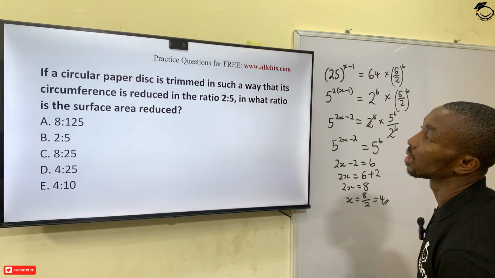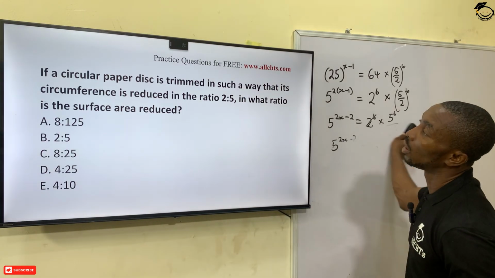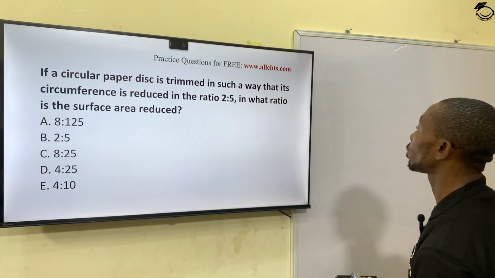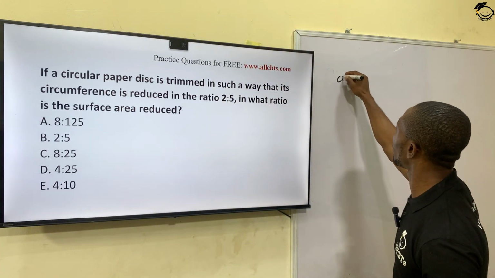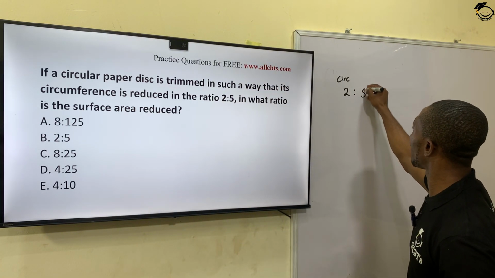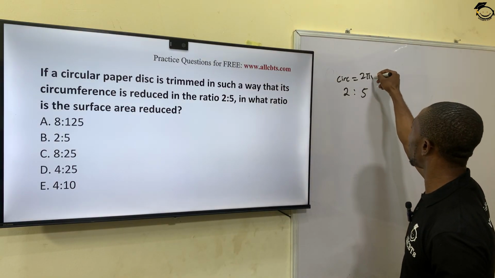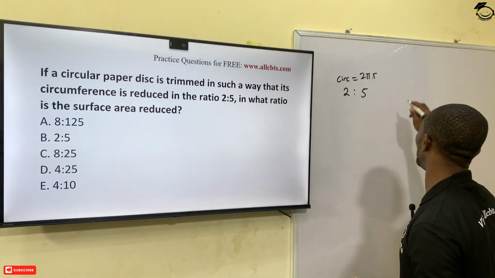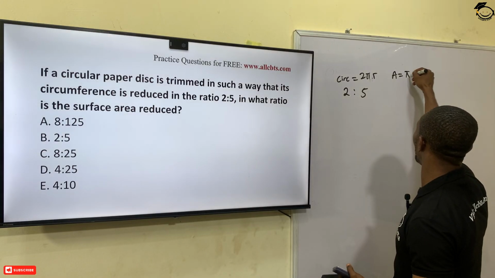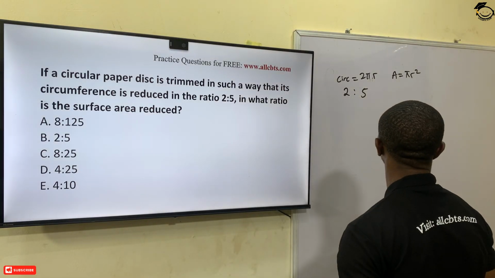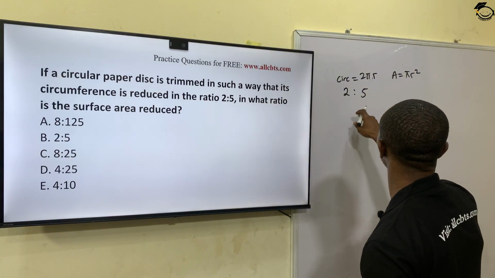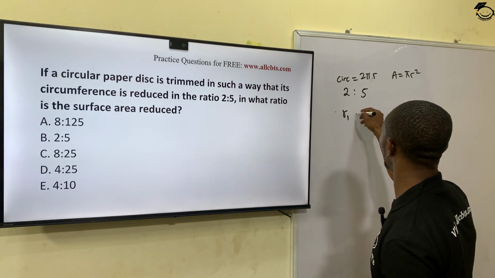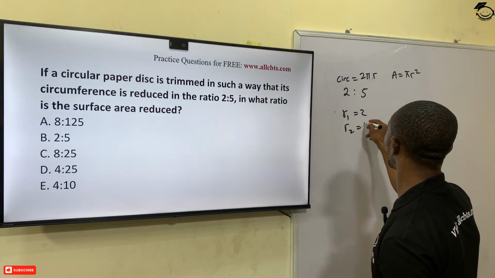If a circular disc is trimmed in such a way that its circumference is reduced in the ratio of 2:5. Now, the circumference is reducing to 2:5, and we know the formula for circumference is 2 pi r. Now, in what ratio is the surface area reduced? So the area would be pi r squared. Now, if our circumference is reduced to 2:5, our r1 equals 2, r2 equals 5.